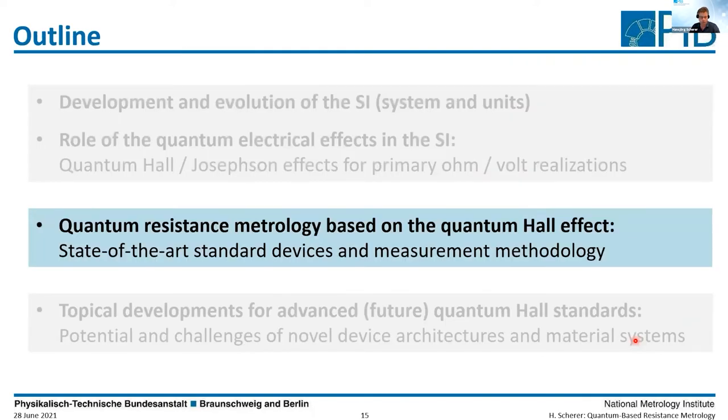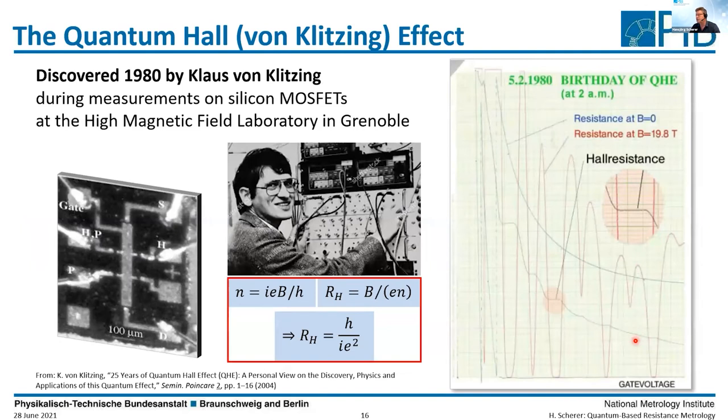I come to the second point of my talk now, which is the aspects of quantum resistance metrology based on the quantum Hall effects. Just to introduce again, most of you will know that the quantum Hall effect was discovered by Klaus von Klitzing in 1980 during measurements in the high magnetic field laboratory in Grenoble, when he studied silicon MOSFETs. You see Klaus von Klitzing here in front of his apparatus at that time, and this is a picture showing the silicon MOSFETs that he was studying.